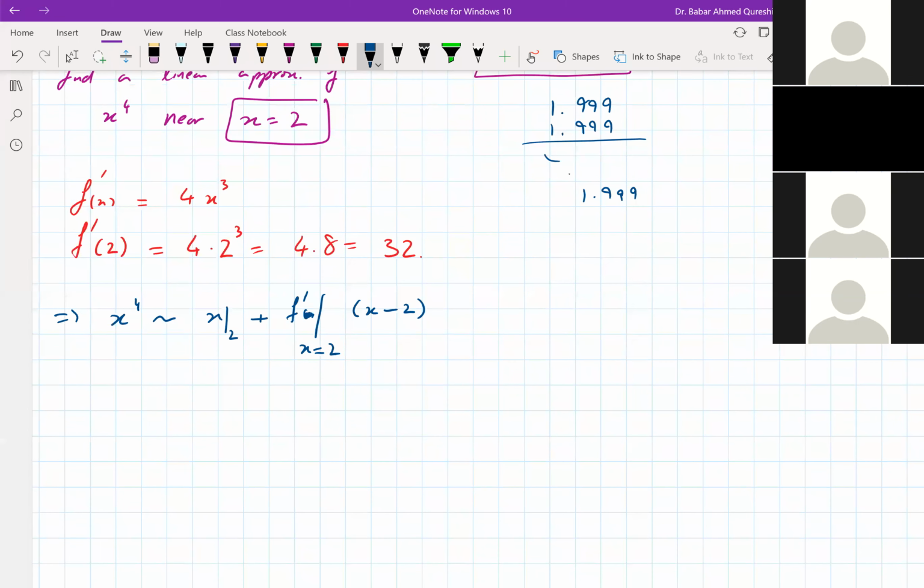So I just put in numbers. The function x to the 4 evaluated at 2, so 2 to the 4, plus this derivative, which I have already found, 32 times x minus 2. So I get 2 to the 4, which is 16, plus 32 times x minus 2. That's the linear approximation.